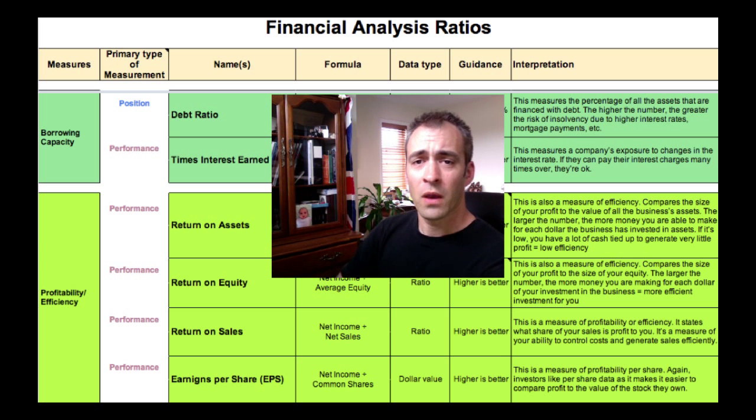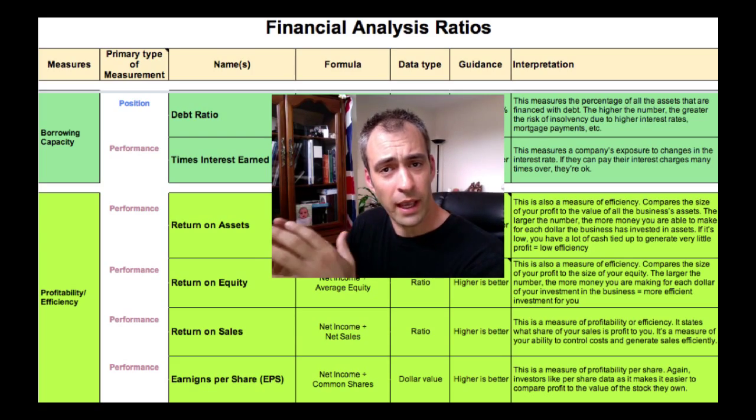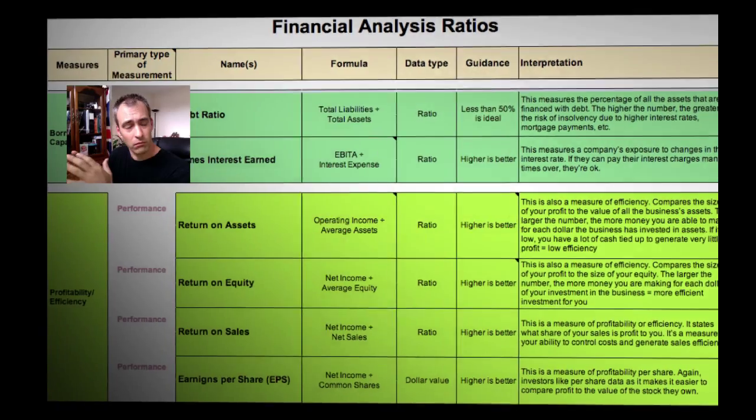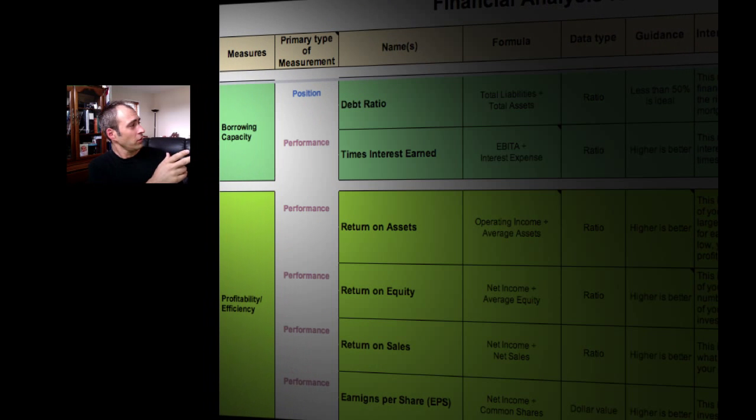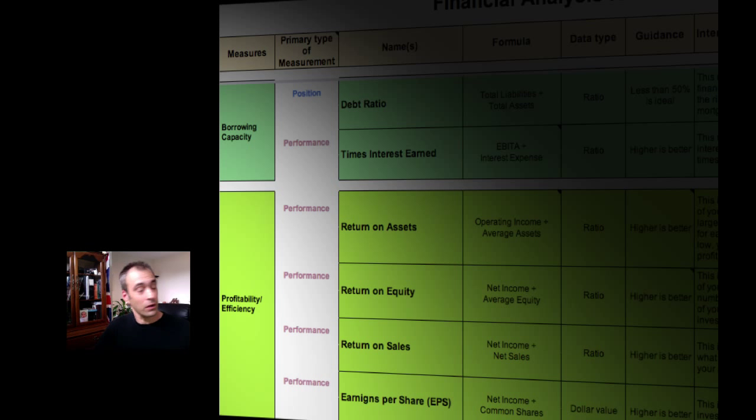So if you take a look, what we have are two types, okay? So right here is borrowing capacity. Essentially these are measuring your ability to handle the debt you have and maybe even take on more debt.